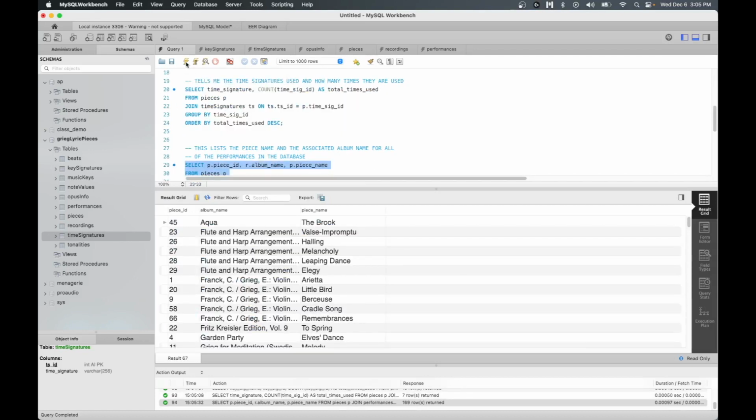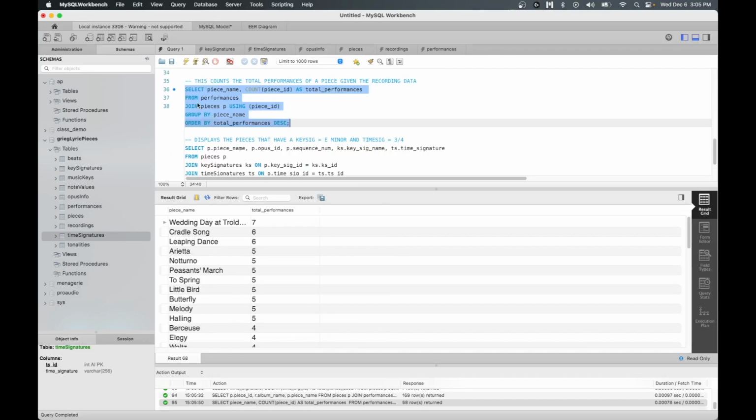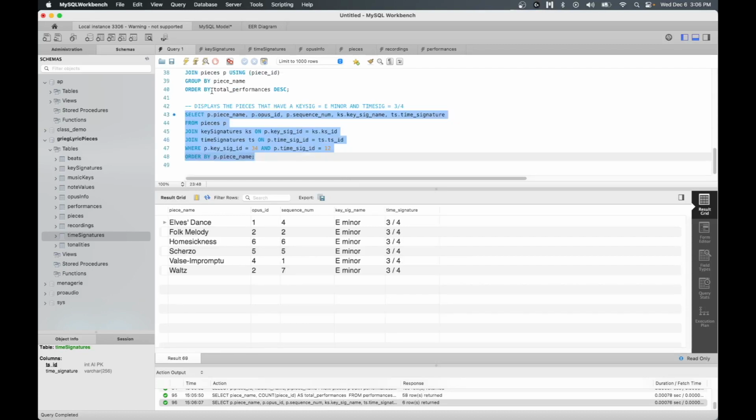The fourth query shows all of the pieces that were performed and the name of the album they were performed on. Query 5 shows the most popular piece based on my 20 album sample. The sixth query shows the overlap of pieces with the most popular key signature and the most popular time signature.